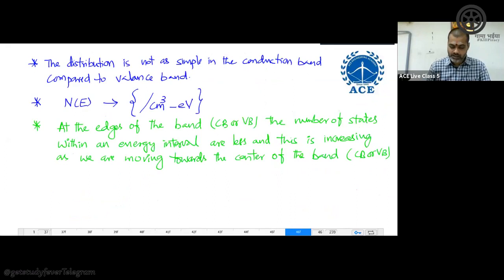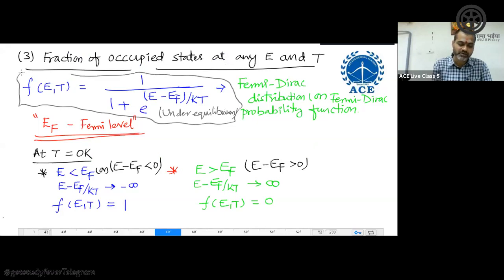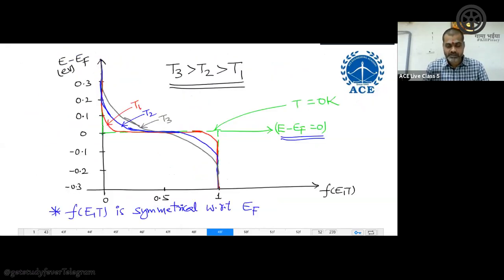Another important principle, the third principle, is the fraction of occupied states at any given energy level E and a given temperature T. This is based on the Fermi-Dirac distribution function, or Fermi-Dirac probability function. This is how it is given. Mathematically we have seen what it is, and we have also discussed what it physically represents.